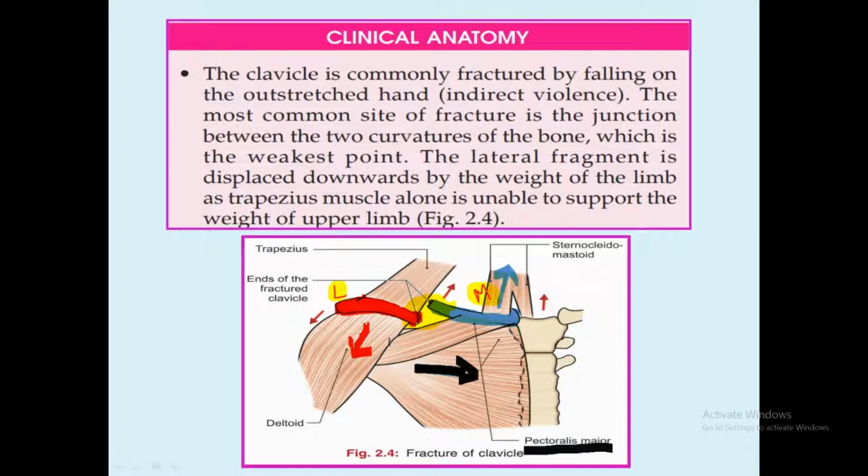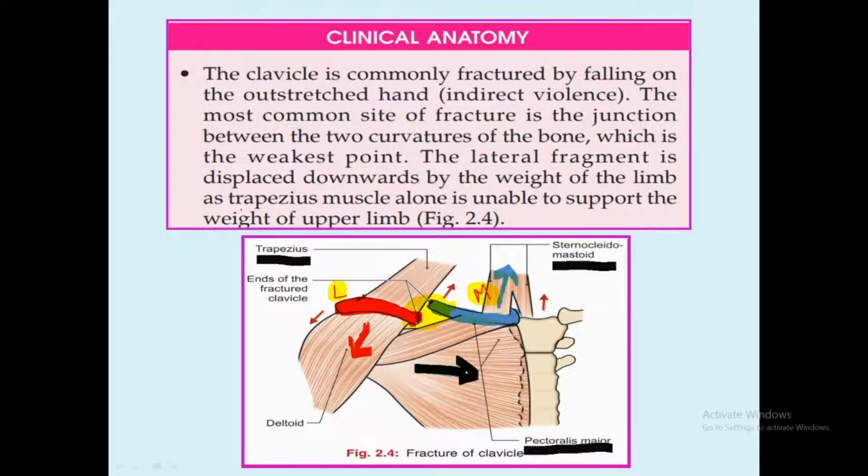Okay, first there are three things to remember. The lateral end of the bone is displaced inferiorly, that is downwards, due to the weight of the arm, because the trapezius muscle is unable to support the weight of the upper limb. Next, it is displaced medially by the pectoralis major. And next, superiorly by the sternocleidomastoid muscle. That is, it is pulled upwards.